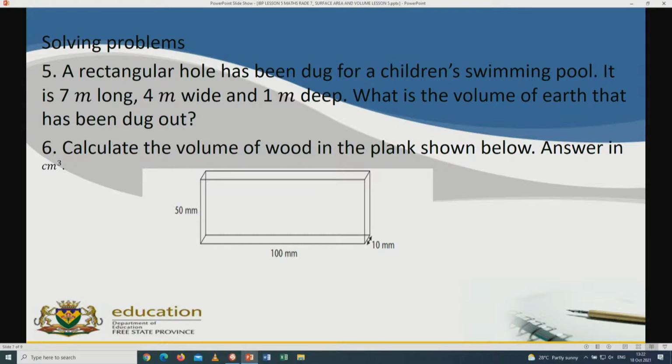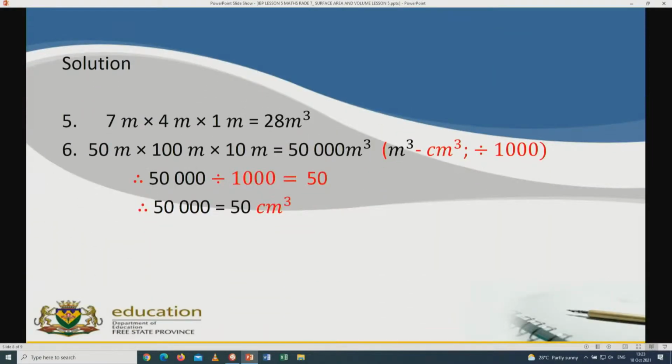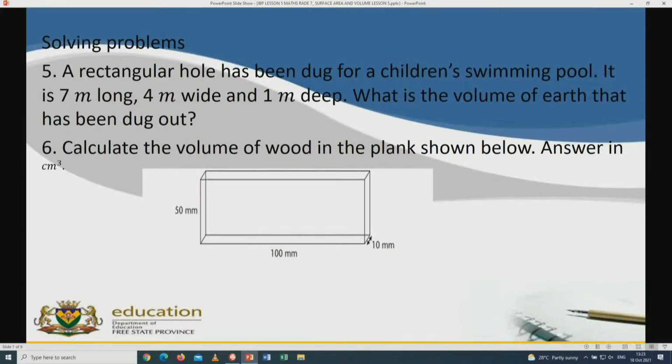Now look at question 6. Calculate the volume of wood in the blank shown below. But now the answer should be in cubic centimeters. The dimensions are given in what? They are given in millimeters. But now we have to do what? We have to convert to cubic centimeters. Okay.